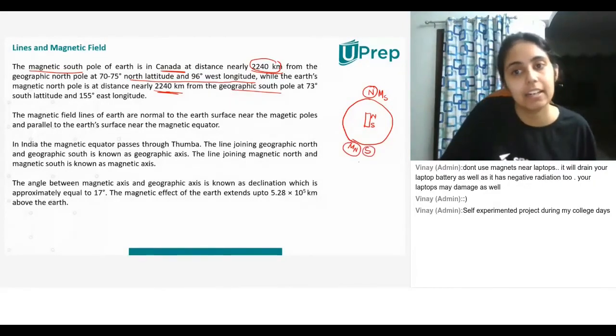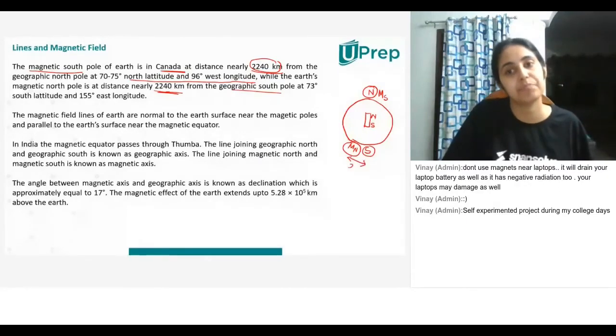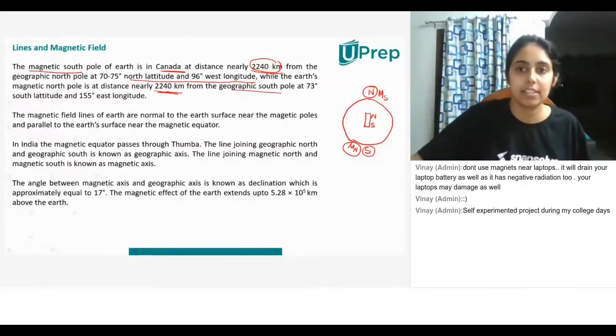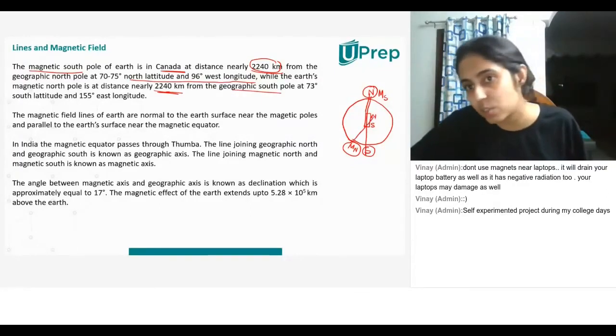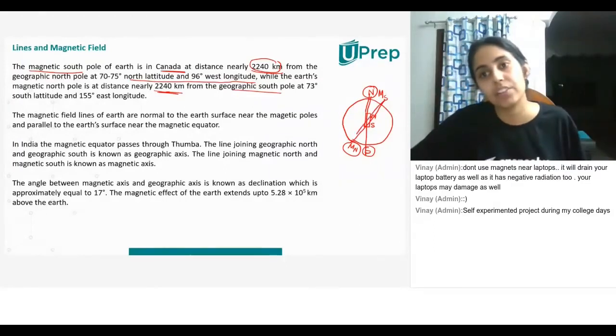Okay, so that is why I did not draw them in the same line. I drew them slightly away from each other. Ma'am, can you please draw the axis of geographic north and south? Yeah. So if this is the axis of the geographic north and south, then this will be the axis of magnetic north and south.